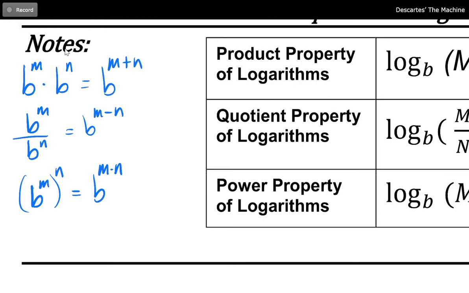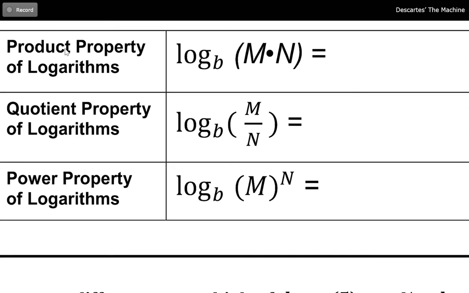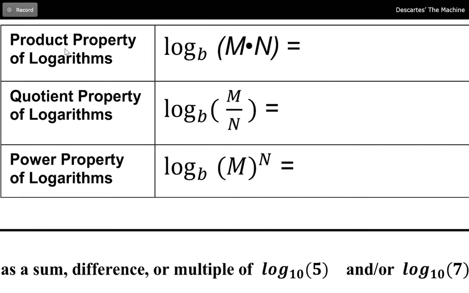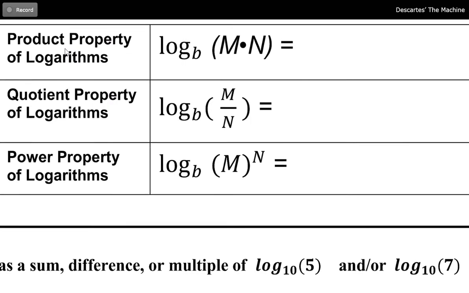And since a logarithm is a rearranging of the exponents, remember, a logarithm asks what is the exponent on the base that gives you the power. We have similar properties here. So the product property of logarithms says this: if I have a logarithm, base b, of m times n, these are two things that are multiplied, I can then make them a sum. I'm going to add something together. Something that was multiplied becomes something that is then added.